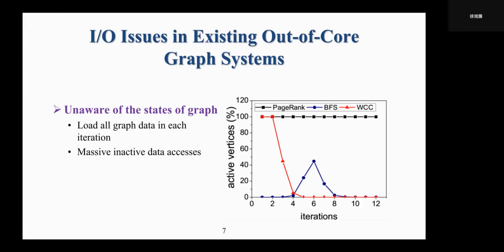This figure shows the percentage of active edges or useful edges in each iteration for different algorithms. We can see that the number of active edges is very small in most iterations for BFS and WCC. However, many existing works are unaware of the states of vertices during processing. They blindly load the useless data or inactive data into memory and incur significant I/O inefficiencies.